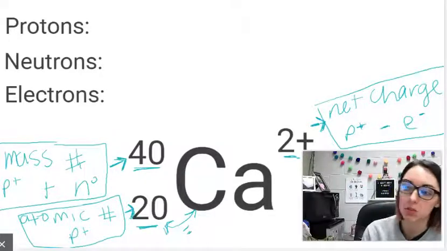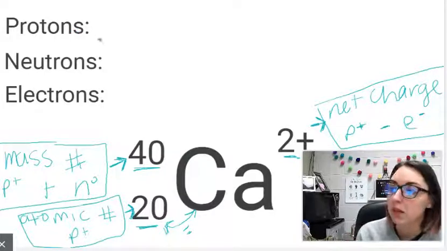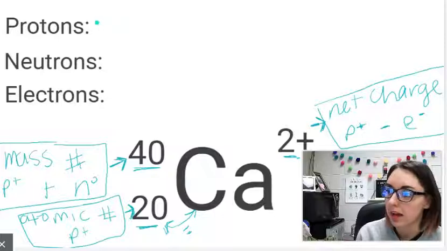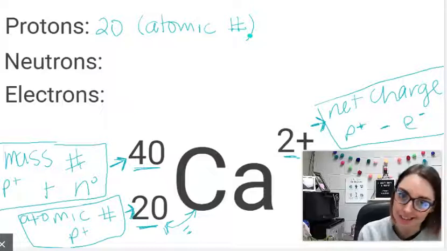So typically what we'll do when we have this information is fill out this chart here, or vice versa. If we have this chart, we'll fill out the symbol. So for protons, we look at the atomic number, and there are 20 protons here. So again, to get the protons, that is just our atomic number. So that's probably the easiest one to get.